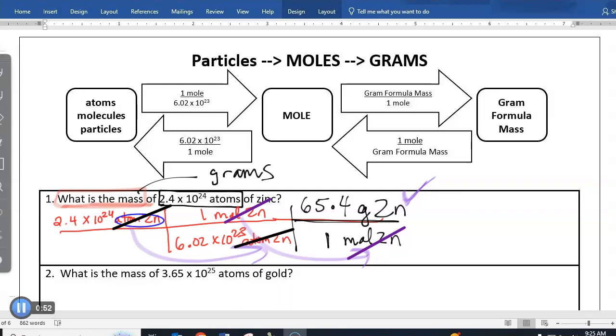Okay. And you put an equal sign, multiply all the numbers on top. 2.4 times 10 to the 24th times 65.4. And then divide by the bottom. But make sure when you divide by 6.02 times 10 to the 23rd, make sure you put parentheses when you put it in the calculator, okay? And if you do that correctly, I'll give you a minute to do that.